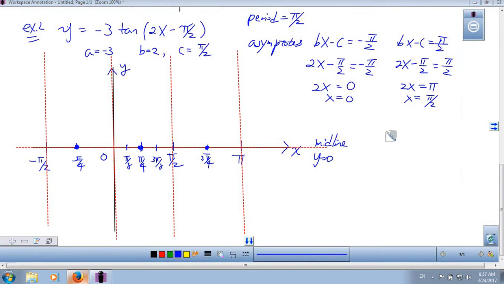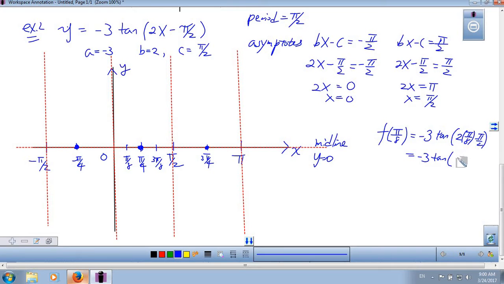So let's go ahead and plug in f of pi over 8 and see what happens. So it will be negative 3 times tangent of 2x, so it's 2 times pi over 8 minus pi over 2. Alright, so let's go ahead and work it out. Basically we're just plugging pi over 8 into the function here. So negative 3 tangent. Let's see what's happening inside. 2 times pi over 8 is pi over 4.